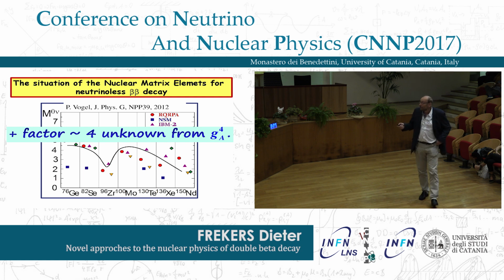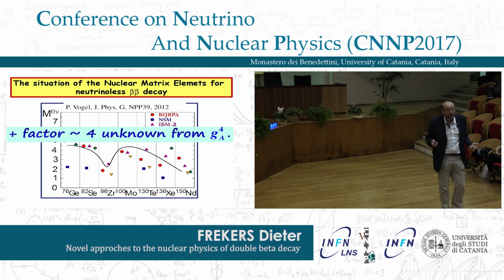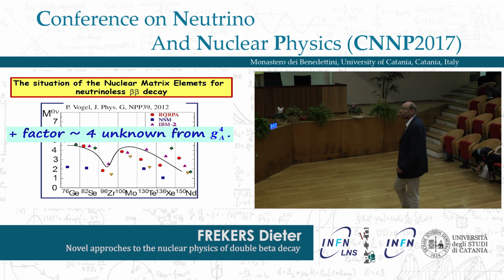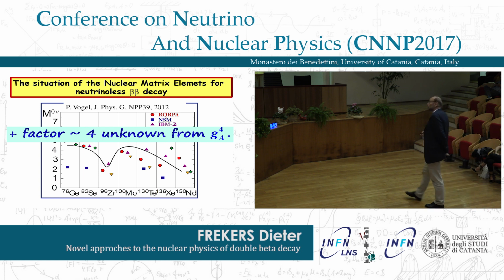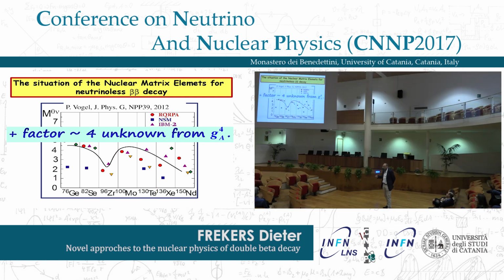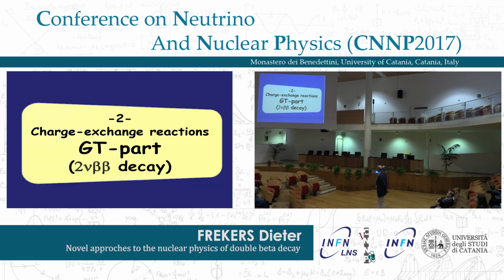If you look at this, this is the matrix element, and the half-life scales with the square of it. On top of that, you have another factor of 4 unknown because you don't know what the quenching of the axial-vector coupling constant is. So this is not a very fortuitous situation, and that has to be solved by all means. Okay, let's go to the next one. Have a look at the Gamow-Teller 2-neutrino double beta decay part.